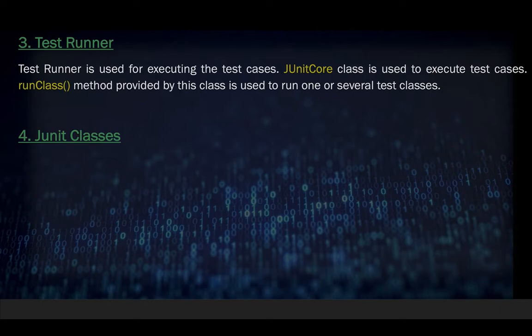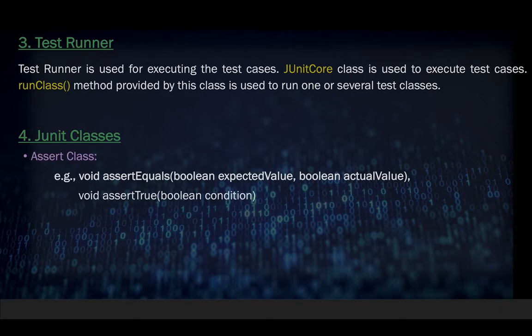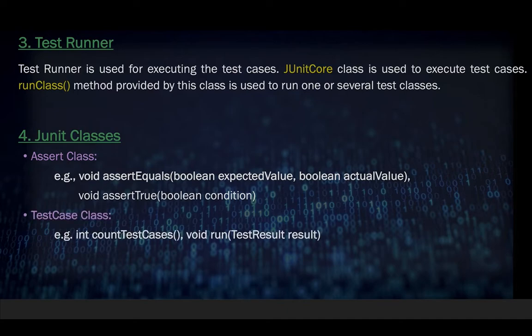The first is the Assert class. This class provides a set of assertion methods that are useful for writing tests. Only the failed assertions are recorded. Here are some examples of methods of Assert class. The first is assertEquals, which compares two values, the value that we expect it to be and the value that is actually obtained. And the second is the assertTrue method that checks the condition if it is true or not.